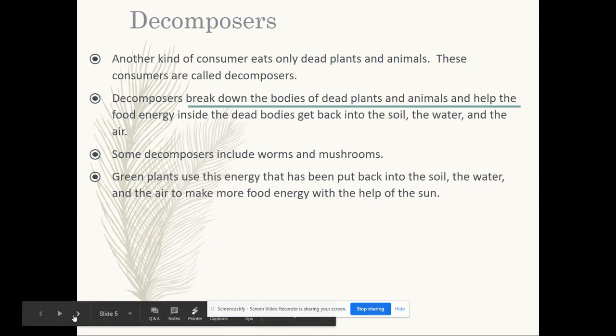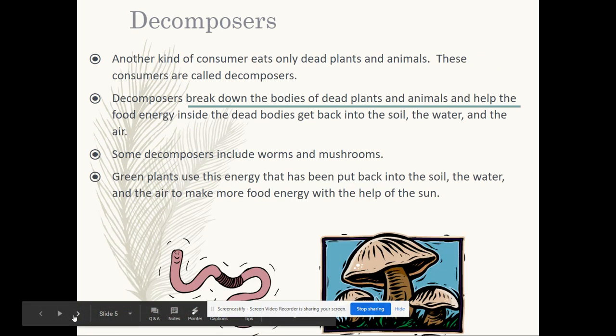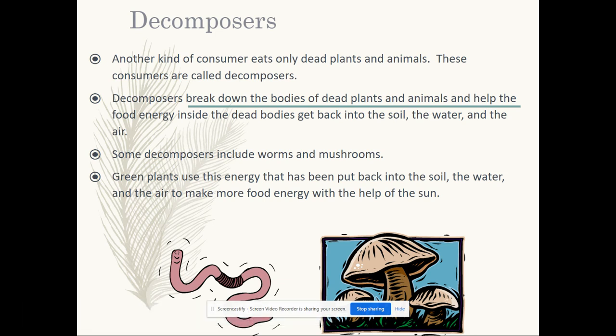And a very special type of consumer that we're going to touch on last is known as a decomposer. Now, a decomposer is a type of consumer that only eats dead plants and animals. Now, this is a very, very important job because in eating these dead plants and animals, decomposers break down the bodies and then help the energy that is inside those dead bodies get back into the soil.